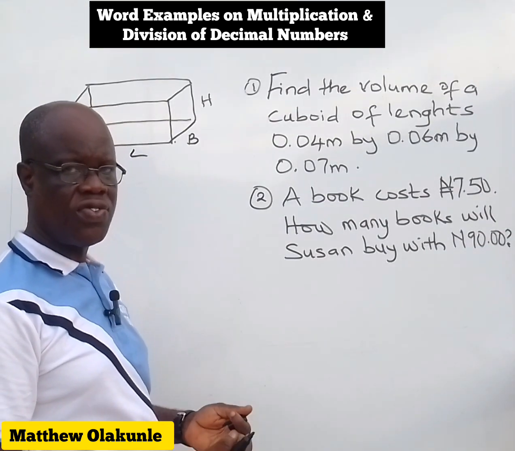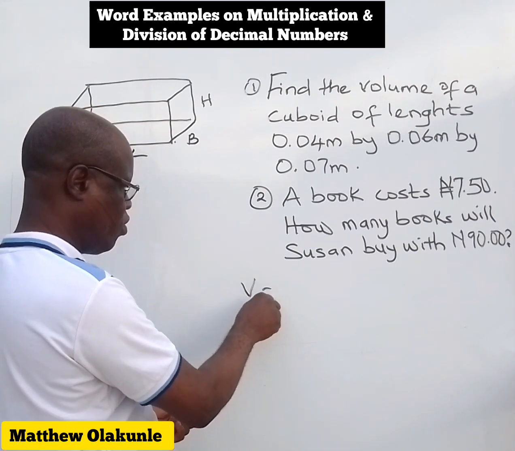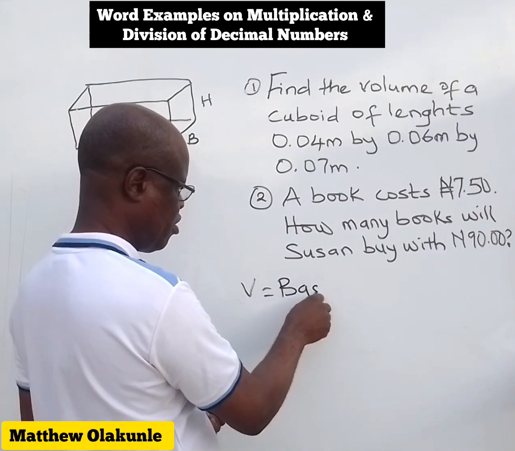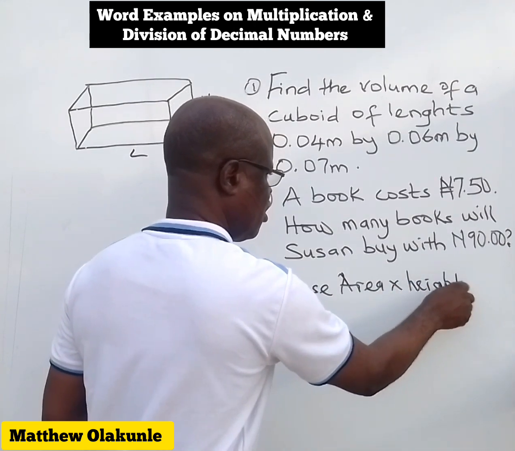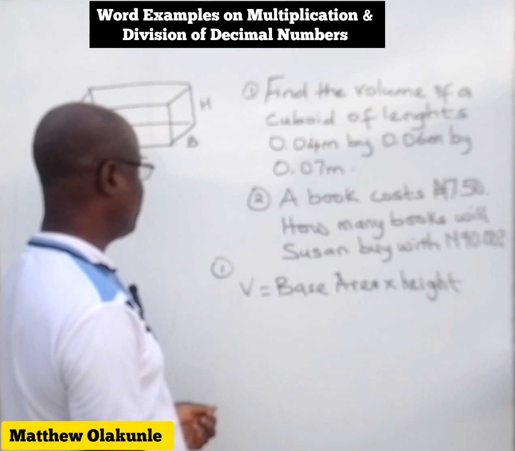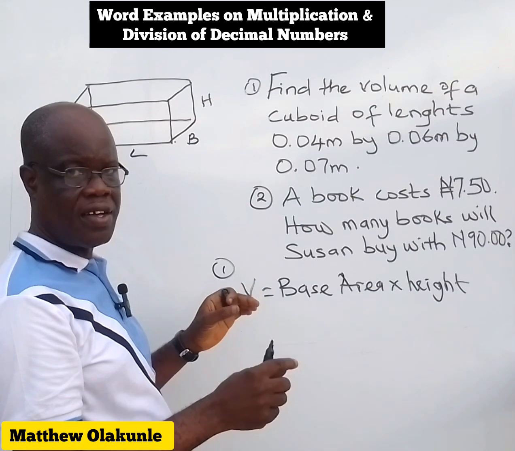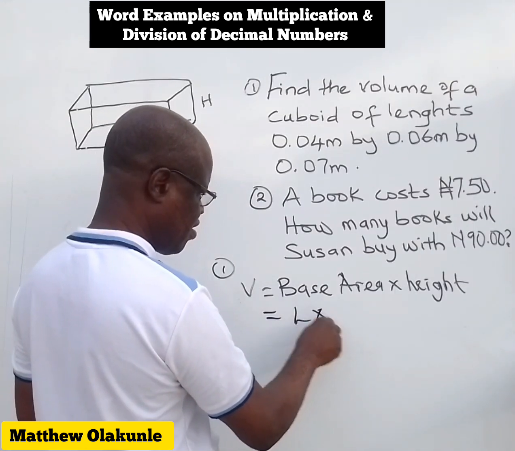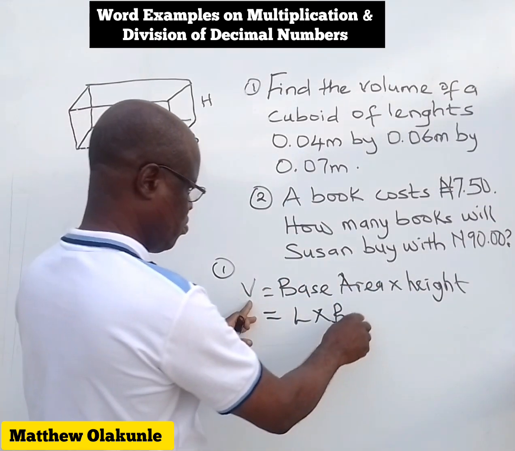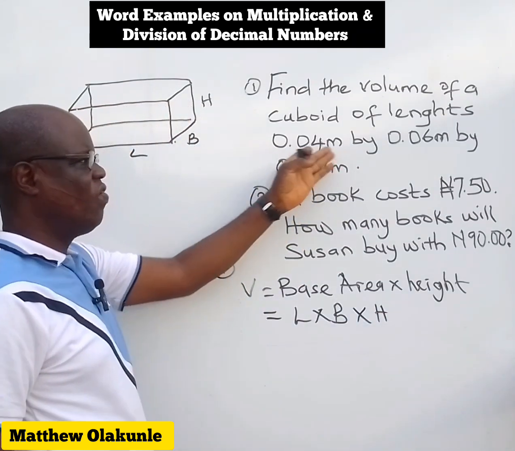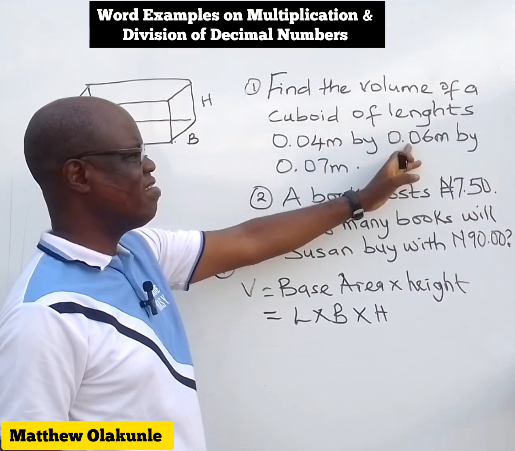So we ask ourselves, what is the formula for finding the volume of a cuboid? The formula is volume equal to base area times height. That is the formula. And the base area here is length times breadth, the base area of a rectangle. Then multiply by height to make the volume. Any of them could be breadth, length and height. So what it means is that you are going to multiply this by this by this.